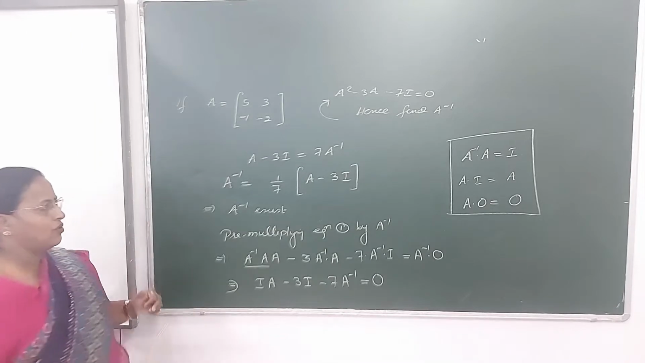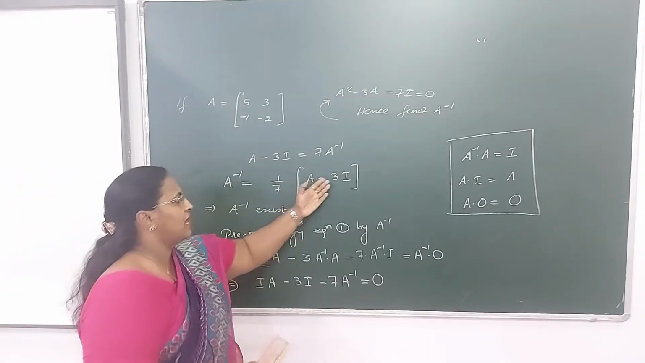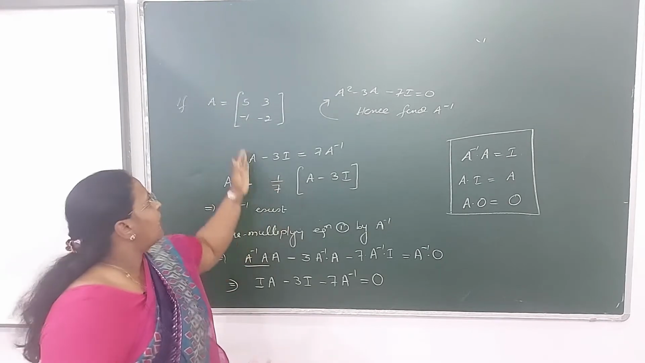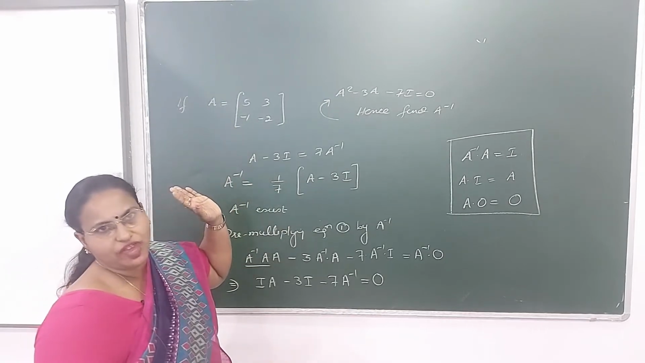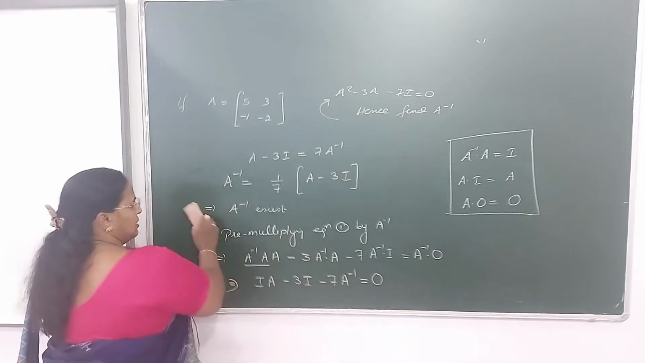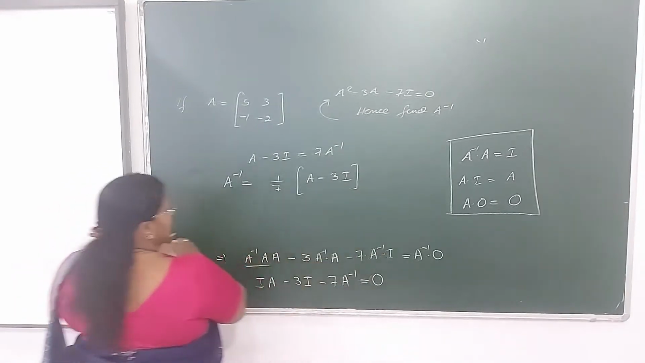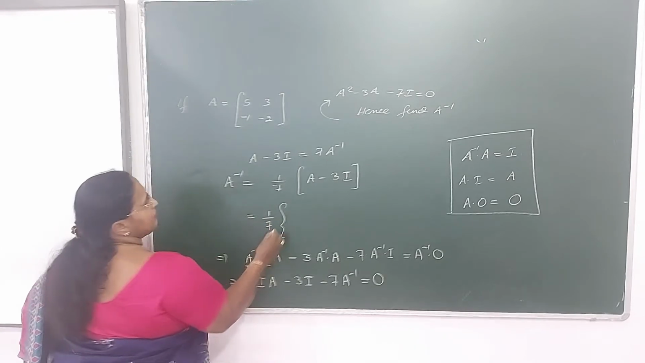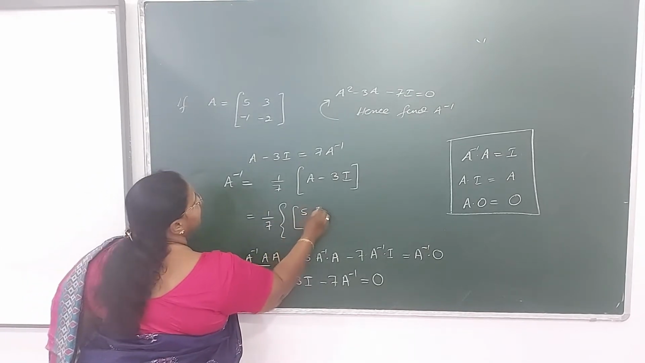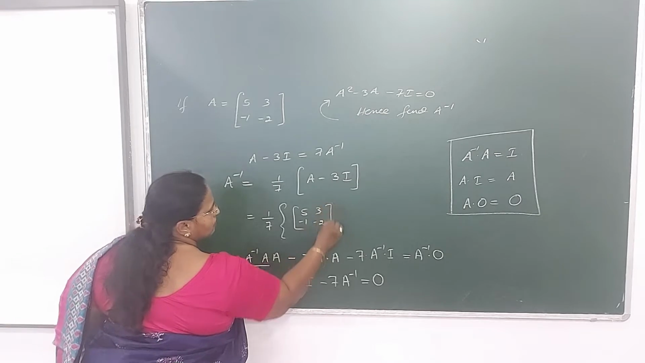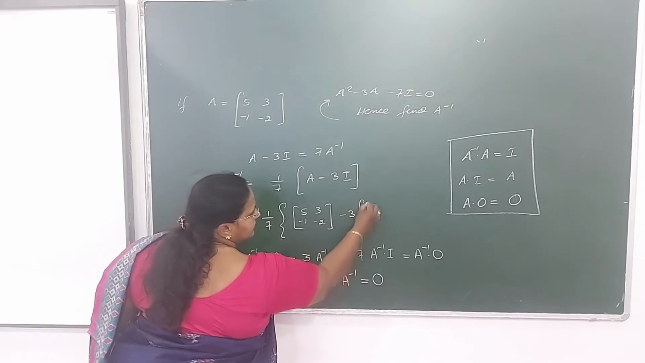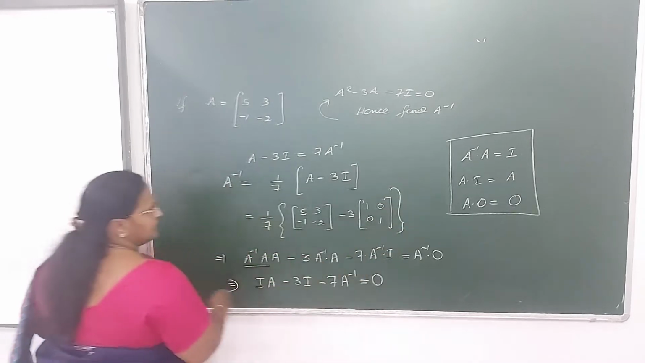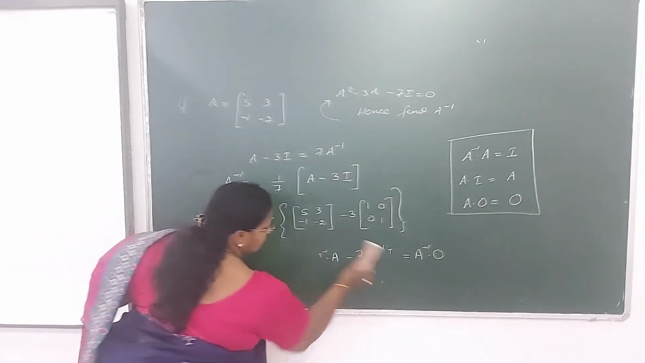Now simply what to do? You will be substituting the value of A and 3I here, and finally multiply it by 1 by 7, and you will be getting the required answer of A inverse. So, okay, fine. This is equal to 1 by 7 times, replace A by the given matrix. So it's 5, 3, minus 1, minus 2, minus 3 times identity, it's 1, 0, 0, 1.